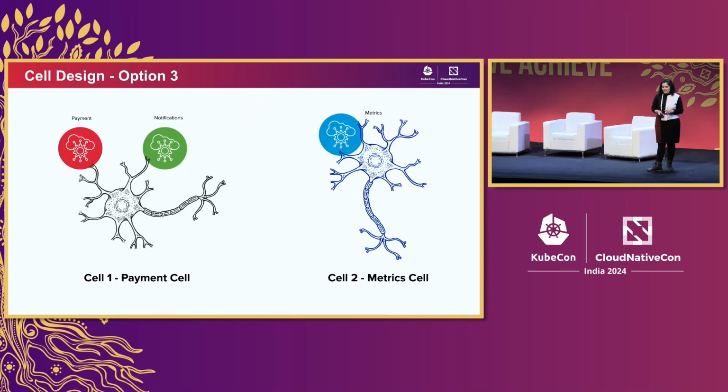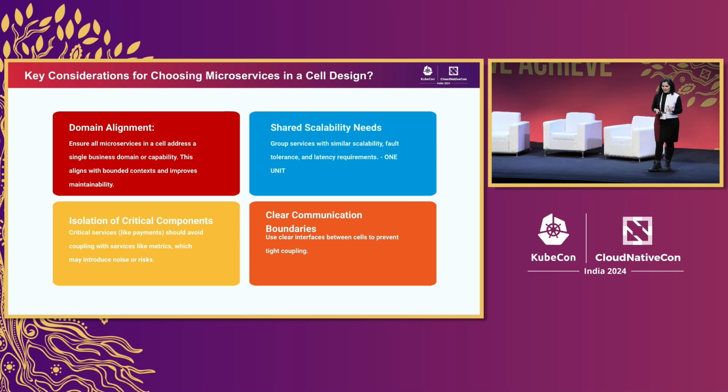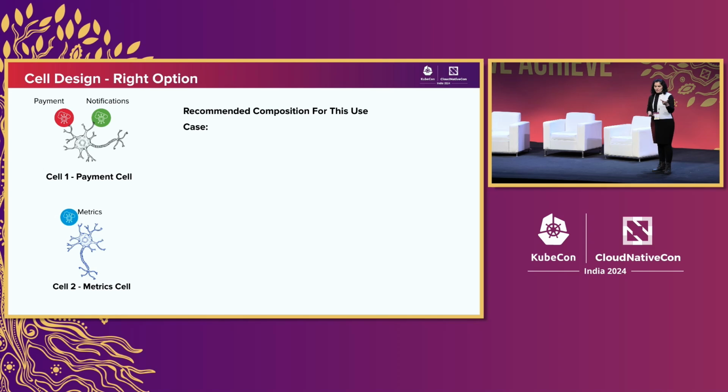Let's look at the third scenario. We are making cell 1 as payment cell, where payment and notification are seen here, and cell 2 as metric cell. Any one of you feel that this is right? A lot of you. So great. This is the right pattern, and I'll tell you why this is the right pattern. Because it is based on domain alignment. It combines your payment and notifications together. OK, let me move on to the next slide where I have all these reasonings.